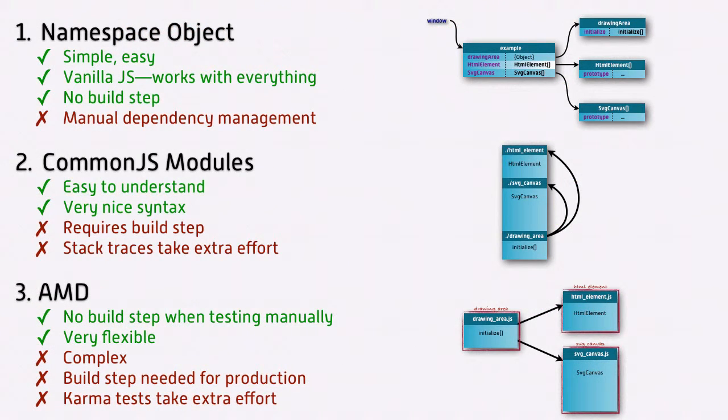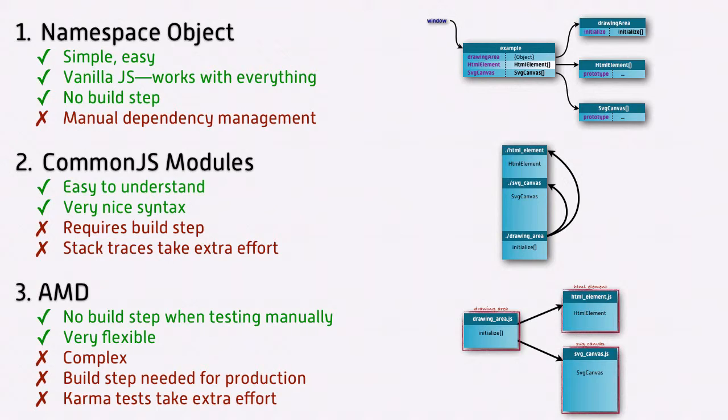For small, simple programs, I prefer the first approach, the global namespace object. It's really simple and easy. It's vanilla JavaScript, so it works with just about every tool out there. For example, it works with Karma right out of the box. There's no build step, so if you're doing a lot of manual checking of your code, then you just change the JavaScript, refresh your browser, and you're done. That said, it's not really suitable for large programs because of the manual dependency management, and it is kind of a verbose syntax.